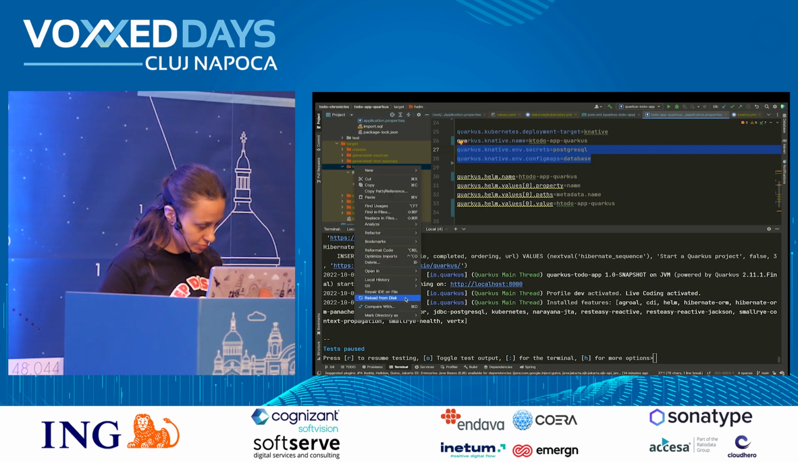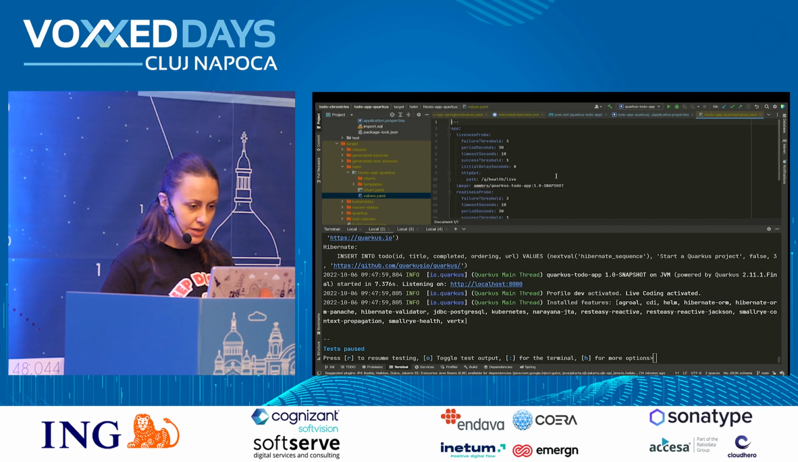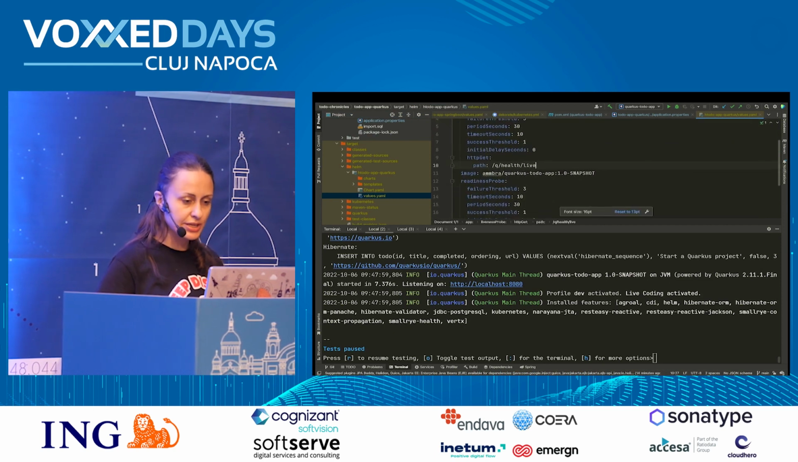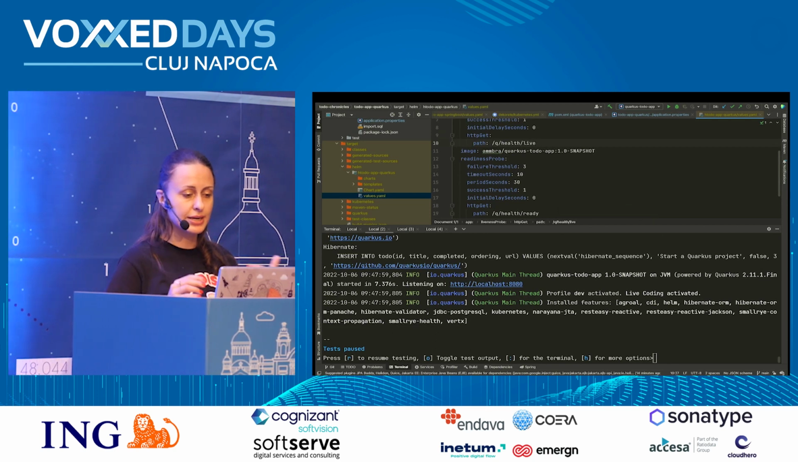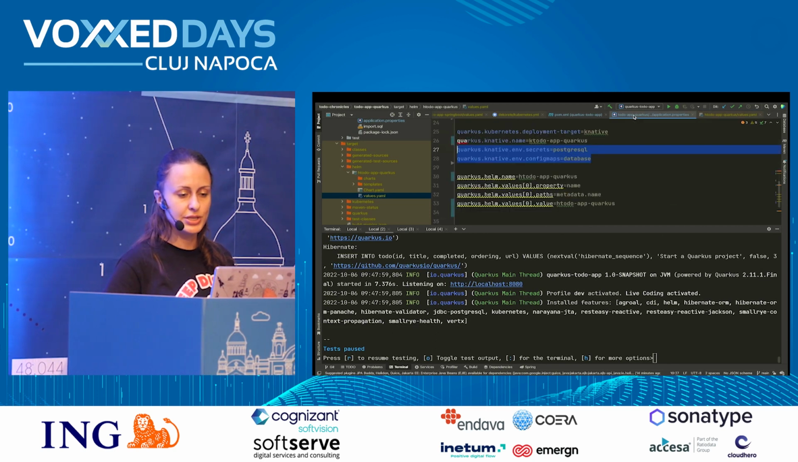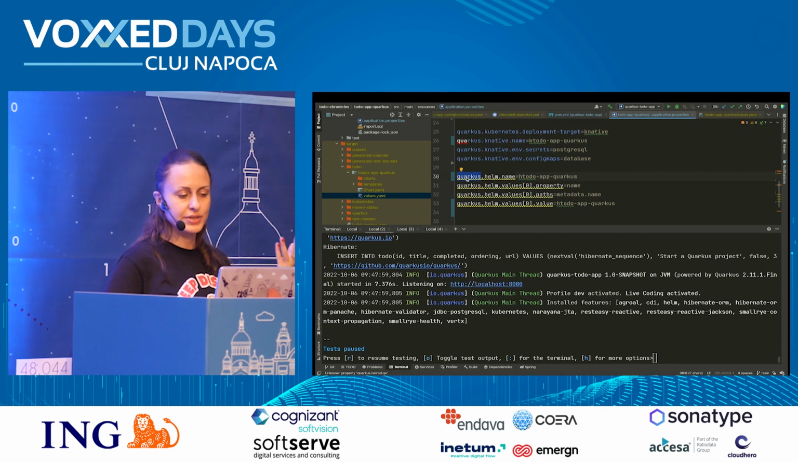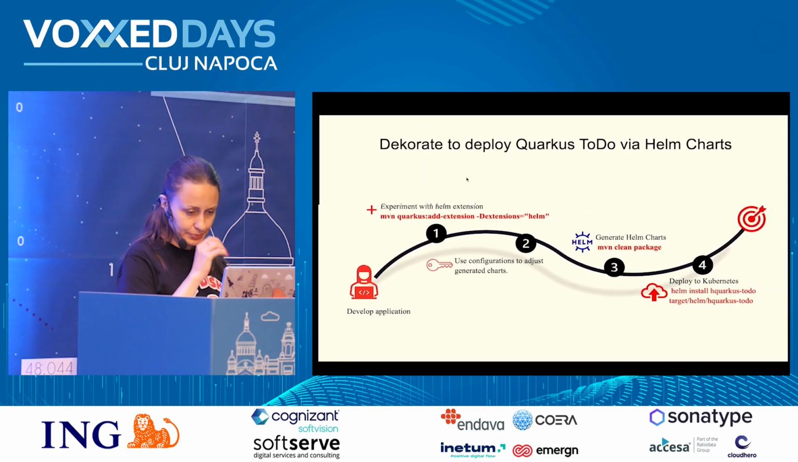Reload from disk. OK. You can see my values here for the application, for the installation, and everything else being generated as well. So again, the same stuff. The only difference is the prefix that's now Quarkus instead of Dekorate.